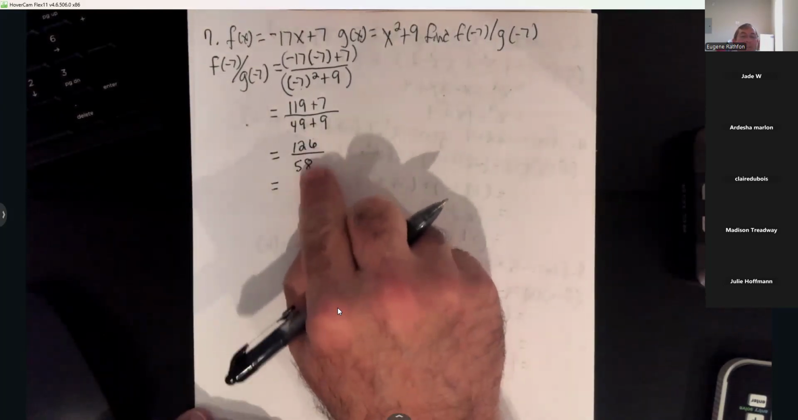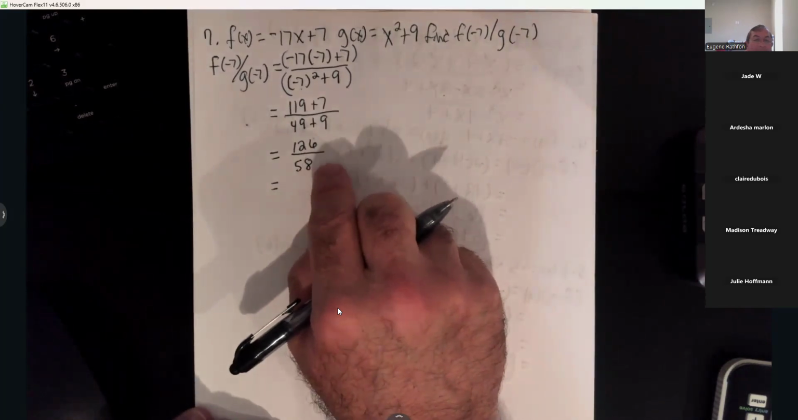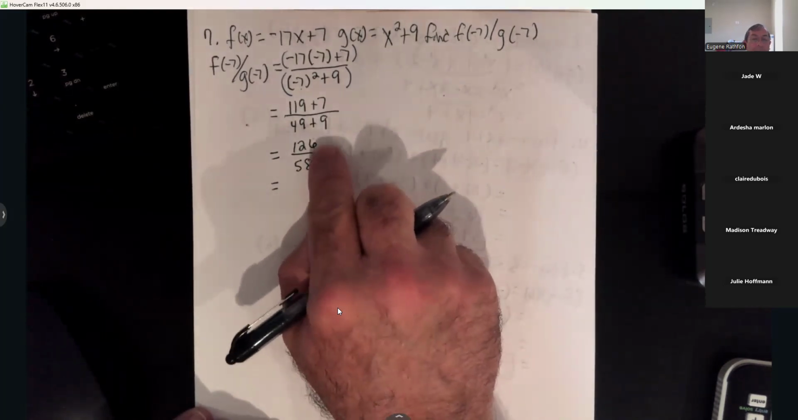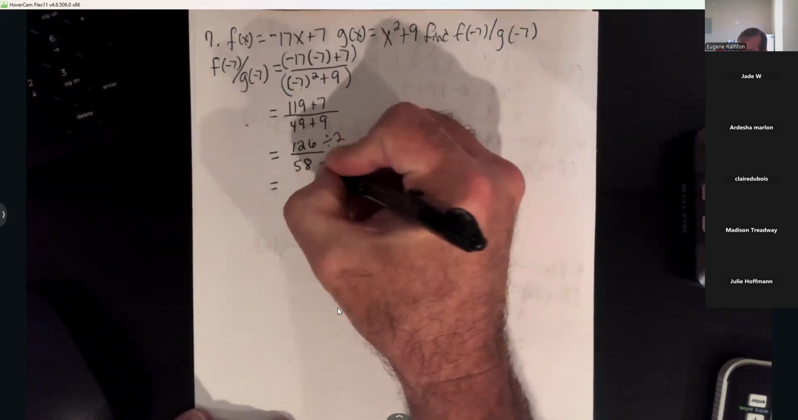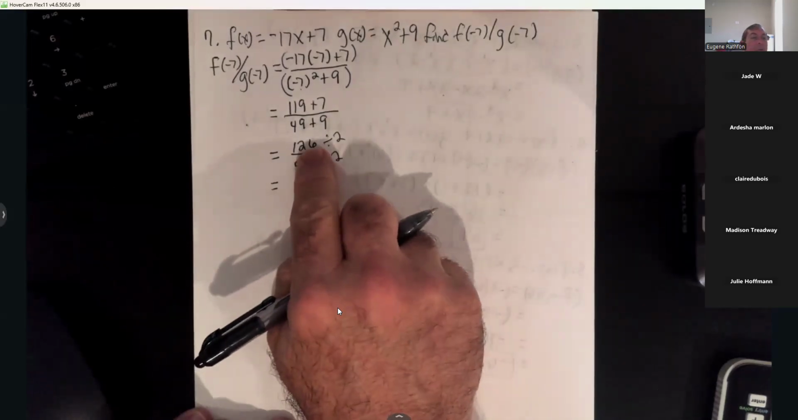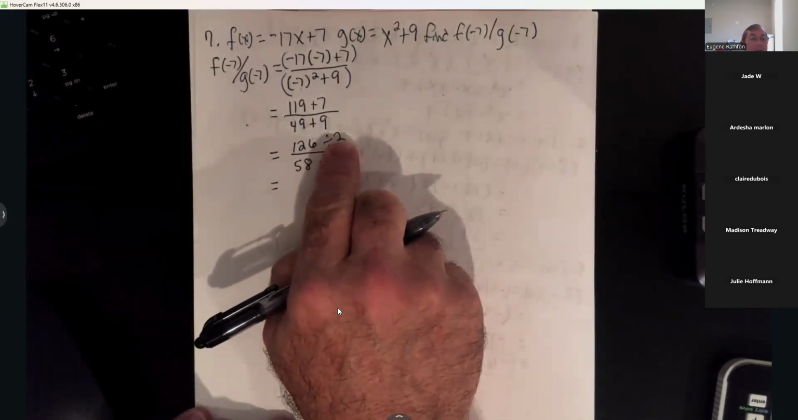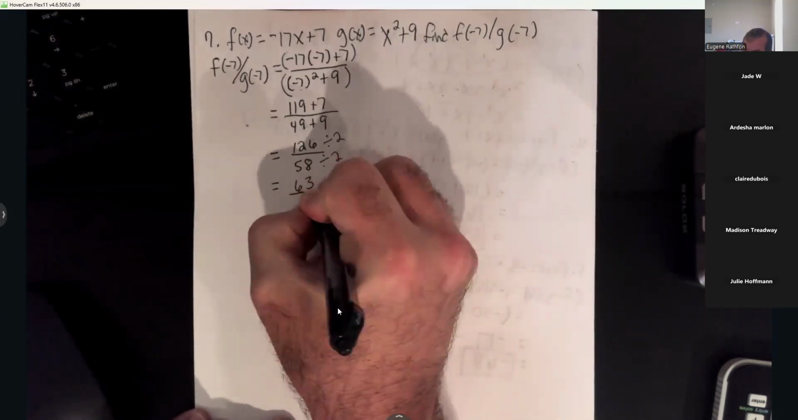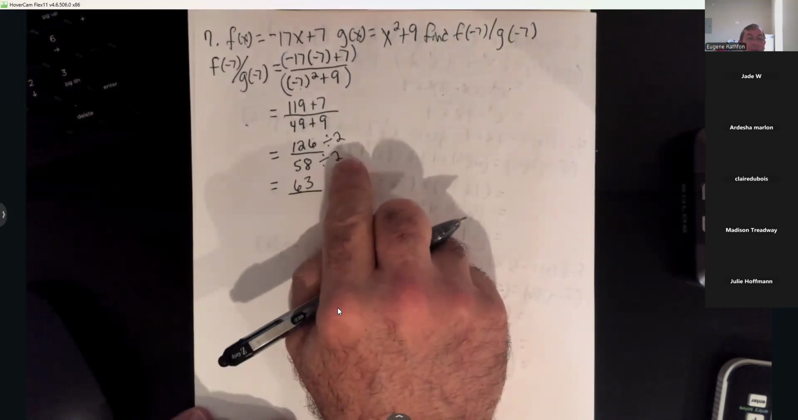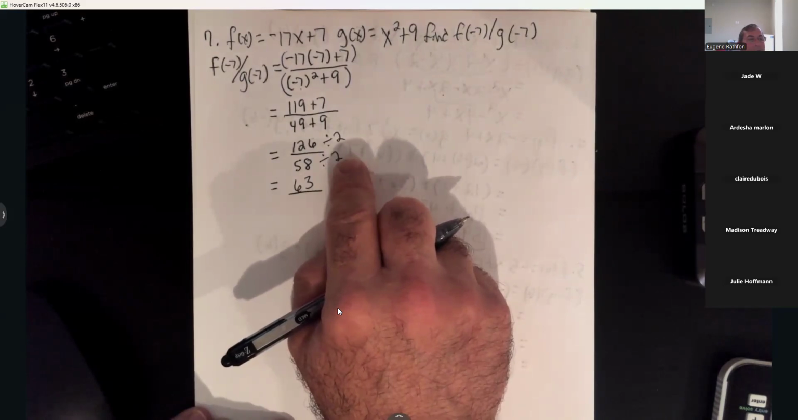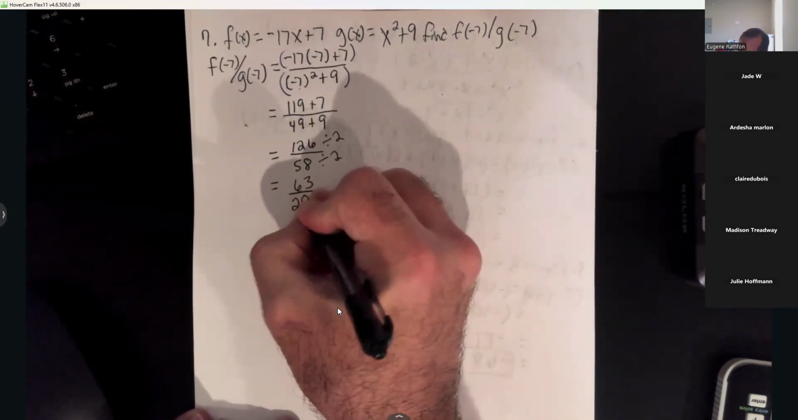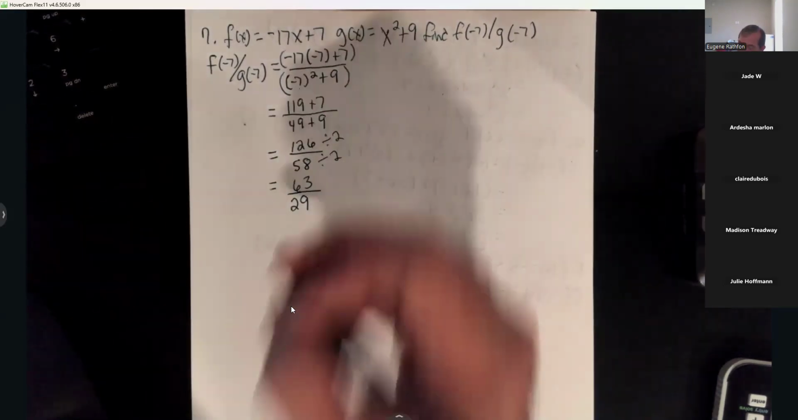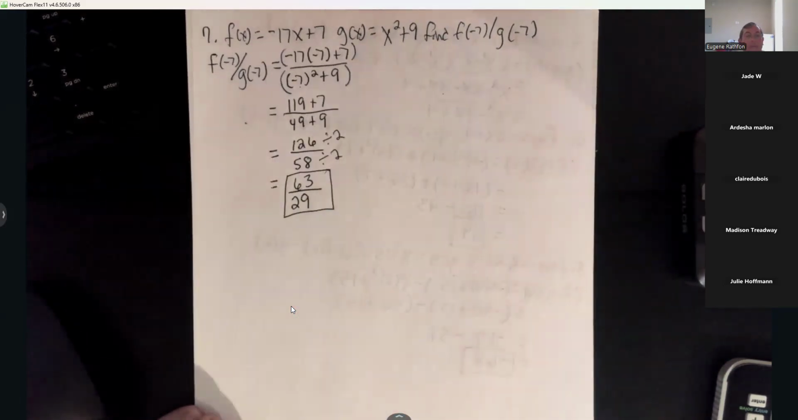So really all we got left is to reduce this. If nothing else, I know they're both going to divide by 2 on this one, because they're both even numbers. So to reduce it, I'm going to divide both of these by 2. 126 divided by 2 gives me 63. And then y'all, 58 divided by 2 is 29. That sounds good. And I think what we got on the calculator was 63 over 29? So that would be our final answer.